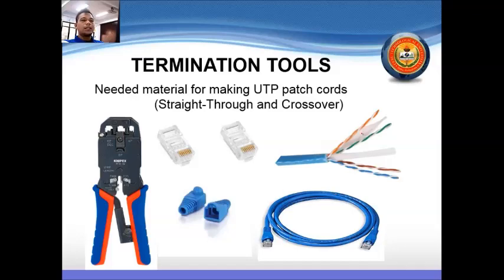So, what are the colors of these wires, class? They are white-orange and orange, white-green and green, white-blue and blue, white-brown and brown. Later in our further discussion, we will learn the color coding standards in creating straight-through and crossover patch cords. Okay?